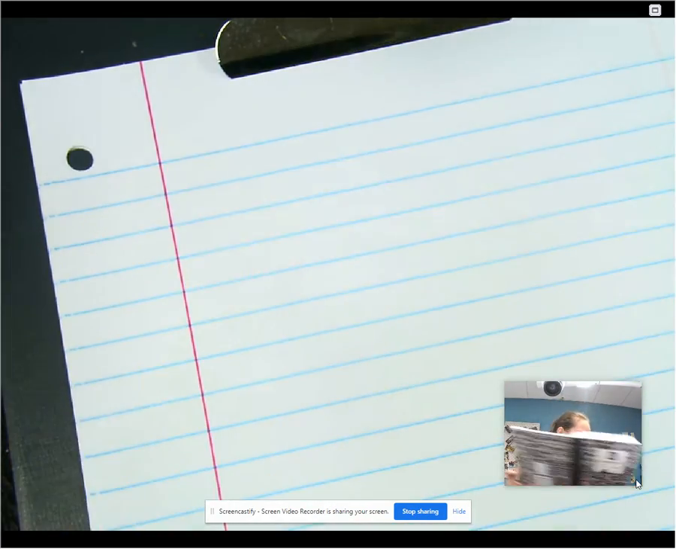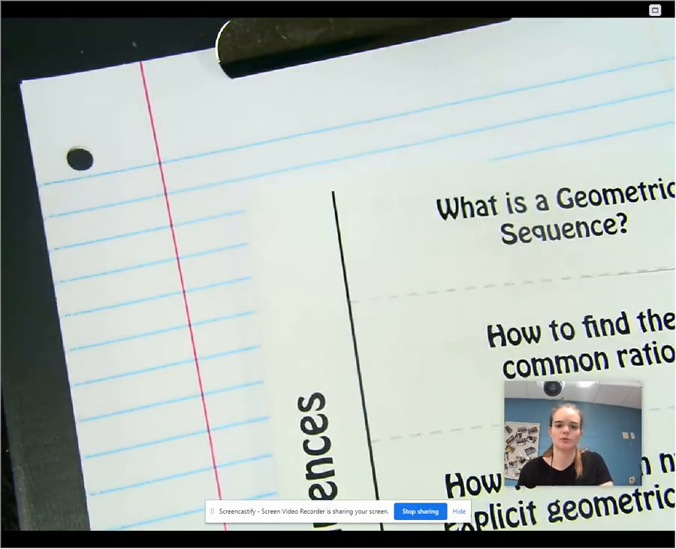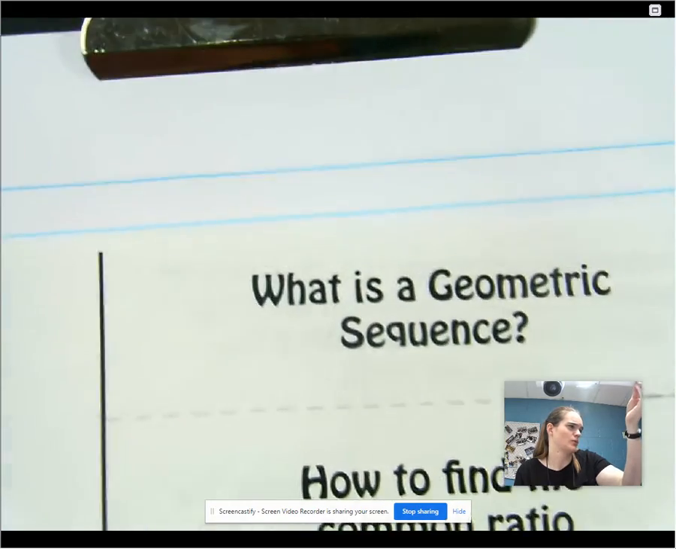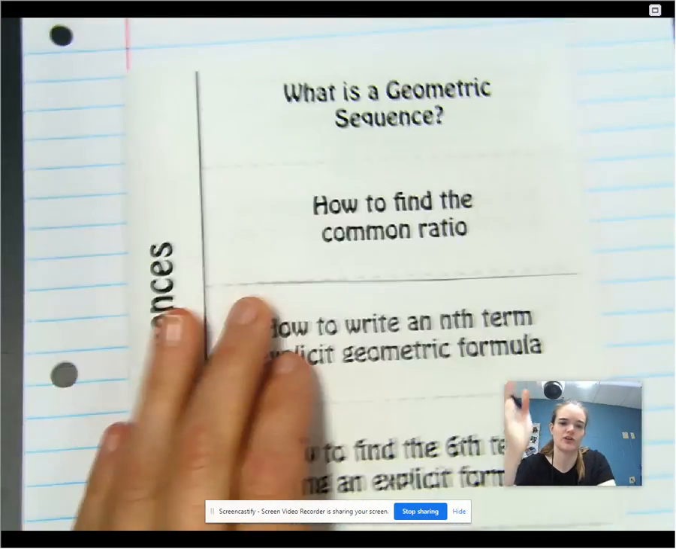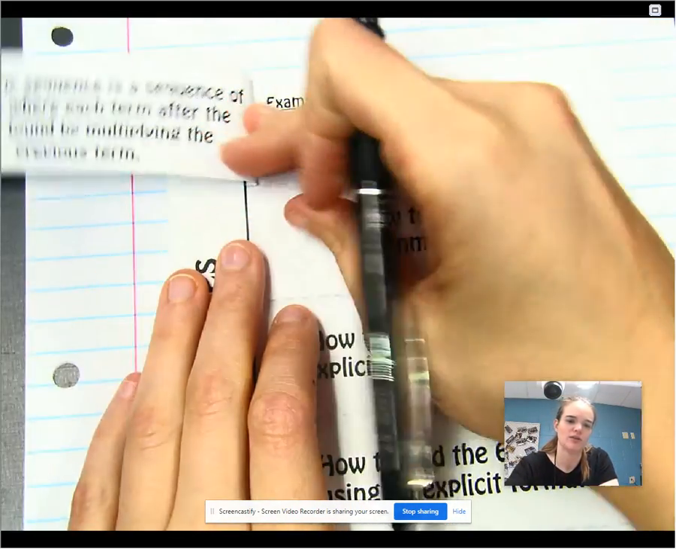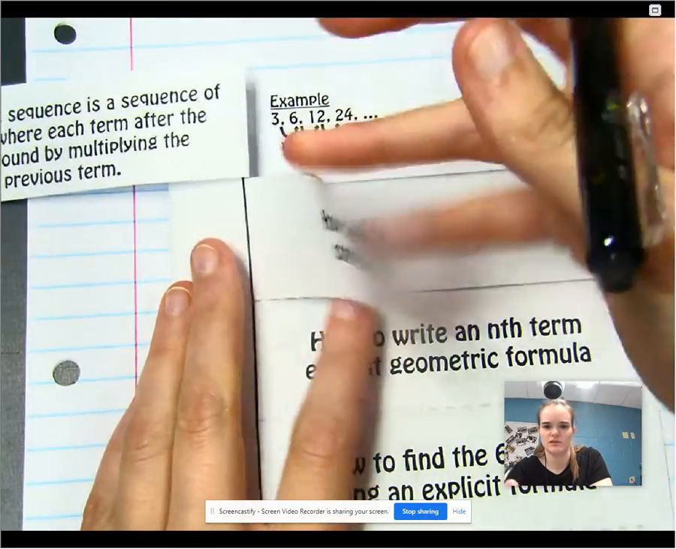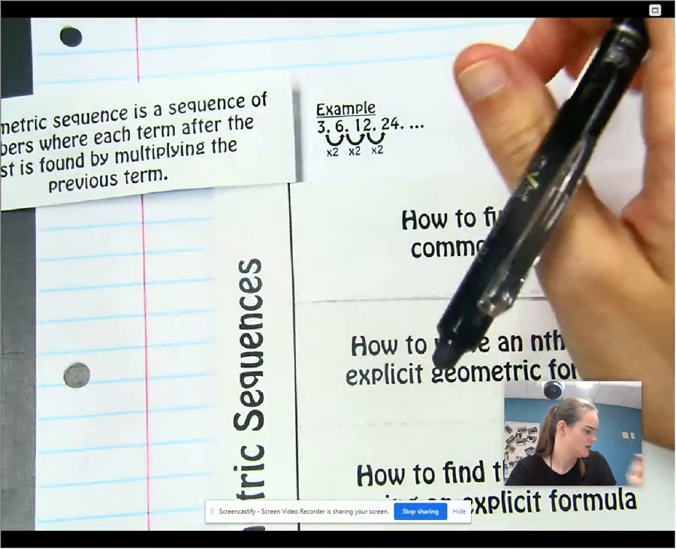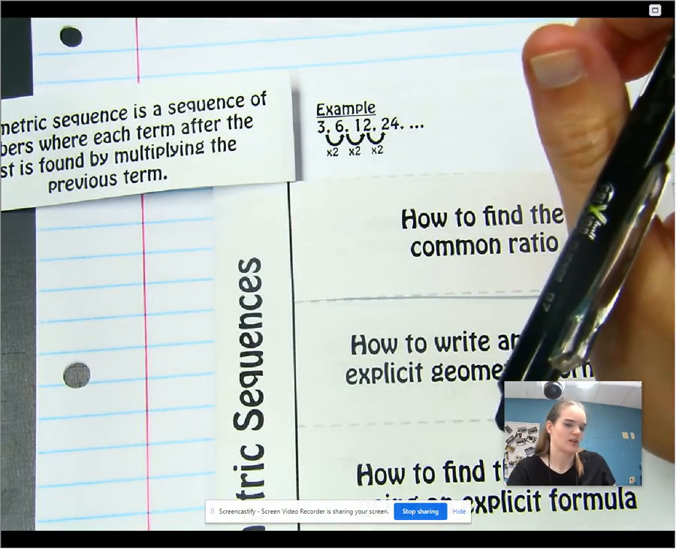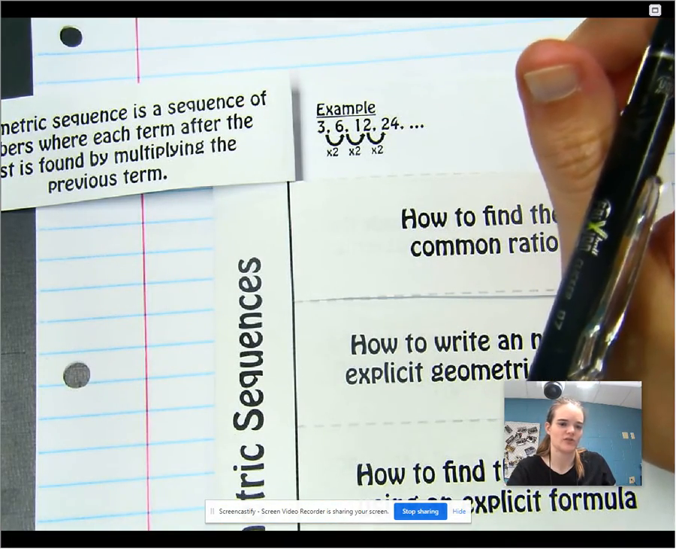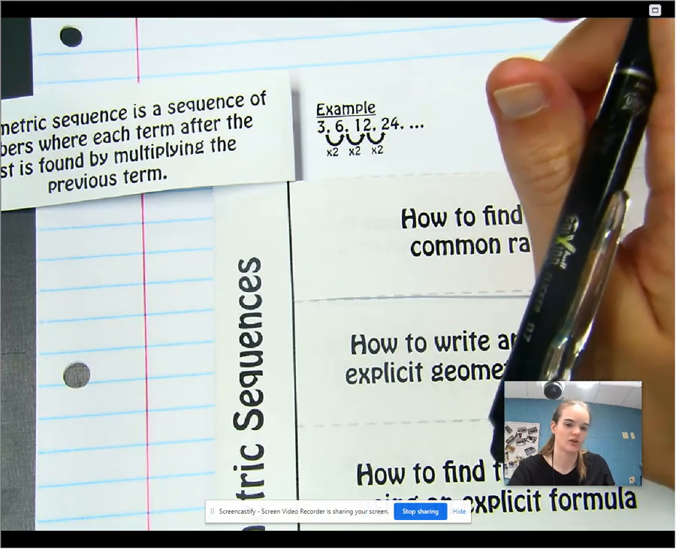Okay, so I'm going to put my notebook to the side to get the foldable out. So here's this foldable. First, we're going to start with what is a geometric sequence. Yes, we did this yesterday, but that's okay. Nothing hurts to refresh a little bit. A geometric sequence is a sequence of numbers where each term after the first is found by multiplying the previous term.